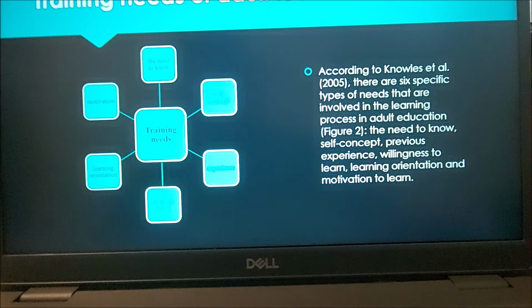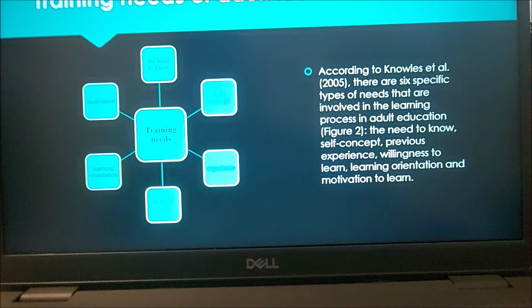According to Knowles, there are six types of specific needs that are involved in the learning process in adult education: need to know, self-concept, previous experience, willingness to learn, learning orientation, and motivation to learn.